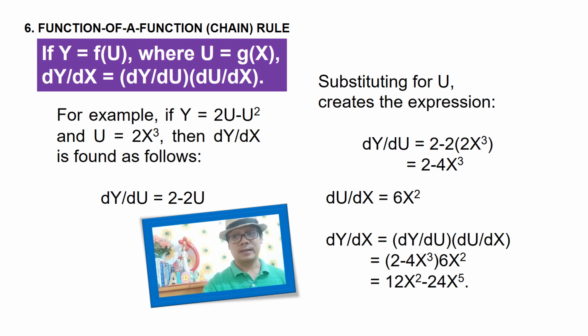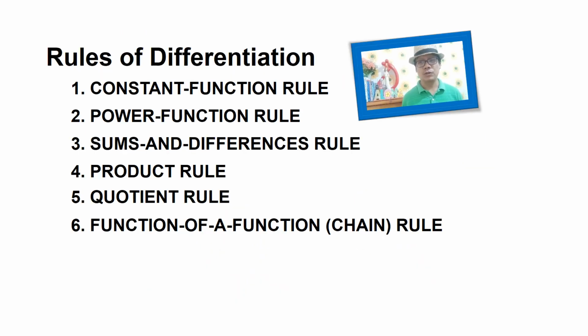Let me mention to you again the 6 rules of differentiation which can be used to calculate marginal values. 1. We have the constant function rule. 2. We have the power function rule. 3. The sums and differences rule. 4. Product rule. 5. Quotient rule. And 6. Function of a function, or chain rule.